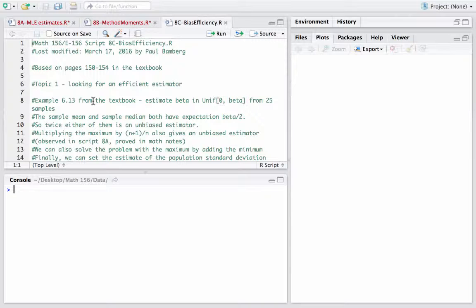We're talking about the efficiency of estimators and how bias affects that. So let's take a look at a number of different estimators for beta in a uniform between 0 and some upper bound.